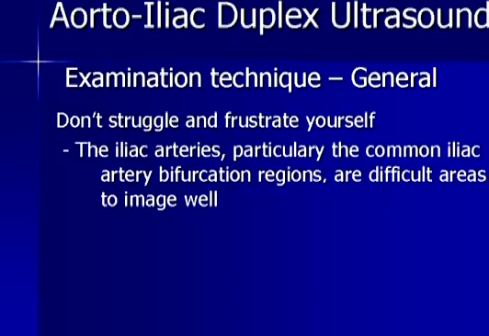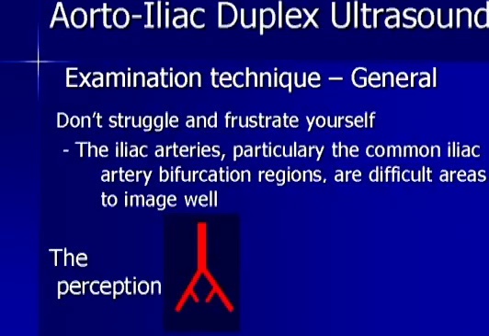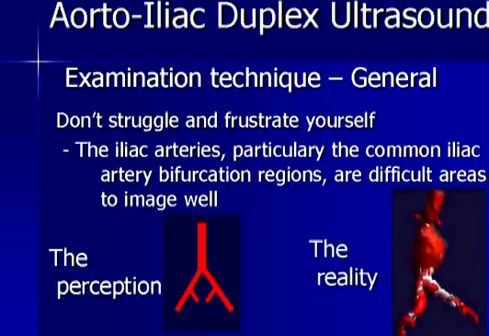The iliac arteries in particular, and again, where the common iliac artery bifurcates into the external and internal iliac arteries, or the hypogastric artery as it's often called, are particularly difficult areas to image well. When you see an artist's conception of the aortic and iliac bifurcations, you tend to see a relatively straight line, two-dimensional drawing as their perception. This is not the reality. The reality is a very tortuous system.